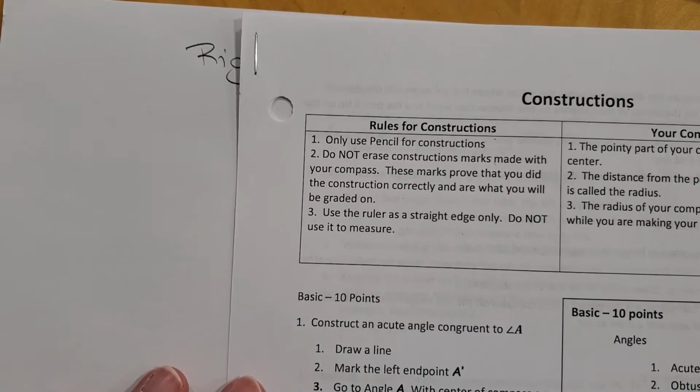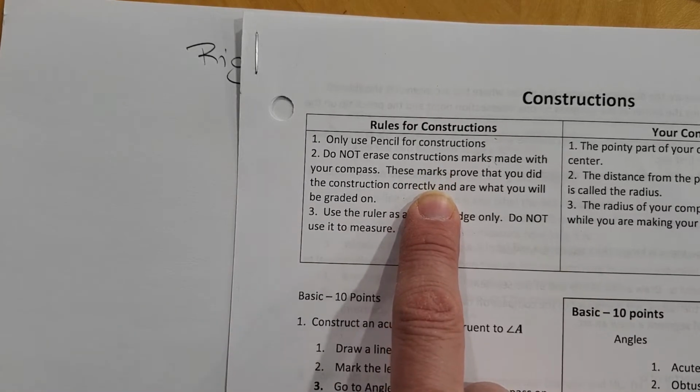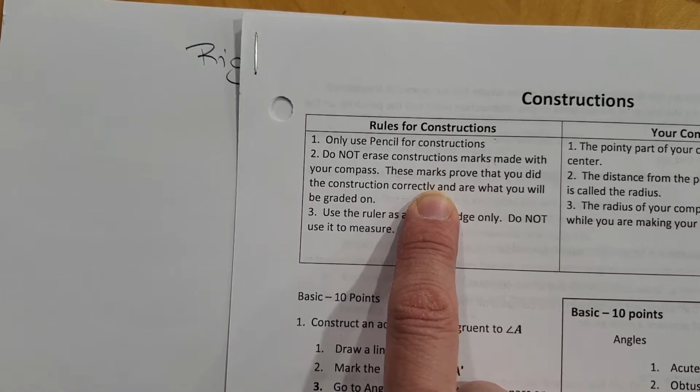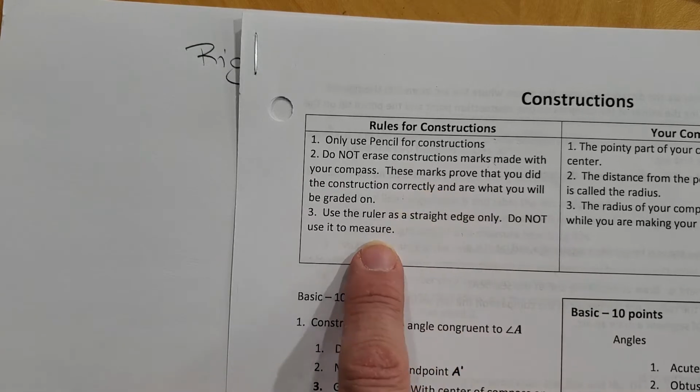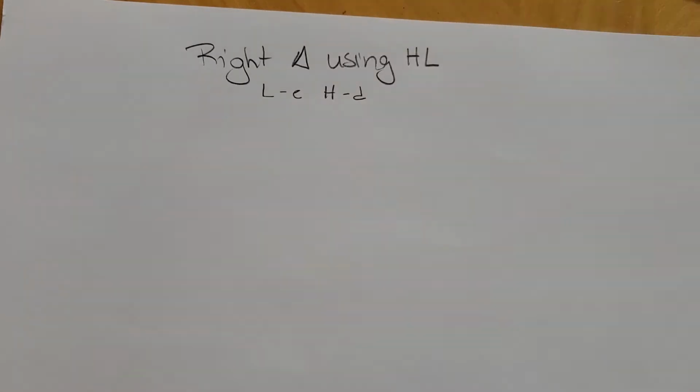All right, just remember we always use pencils when we do our constructions. We do not erase any construction mark that is made with our compass. That's how I can tell if you did the construction correctly. And we're going to only use a ruler as a straight edge. No protractors used for measurement, no rulers used for measurement. All right, let's get started.